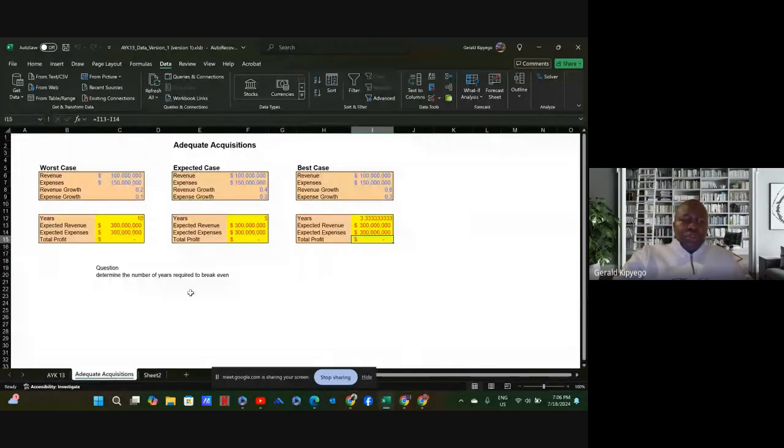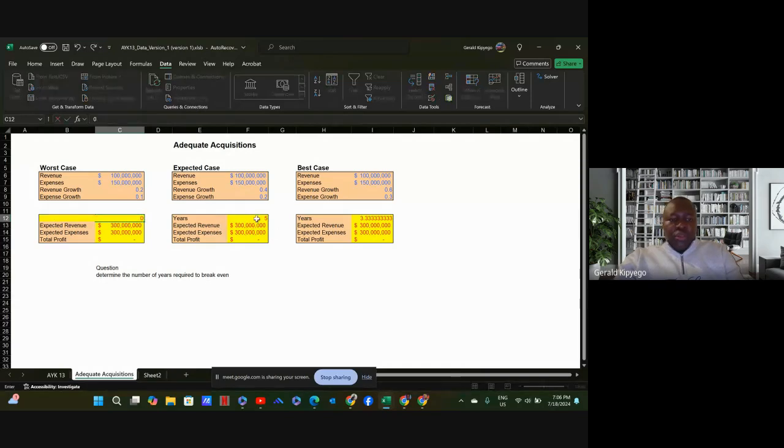For our second question, we are going to determine the number of years required to break even. First of all, we need to get the formulas. For the worst case, we have C6 plus C6. That is the revenue, and then we multiply by the growth times the number of years, and we get this. So we can put this to 0, 0, and 0. For that formula, we get 100 million for 0 years.